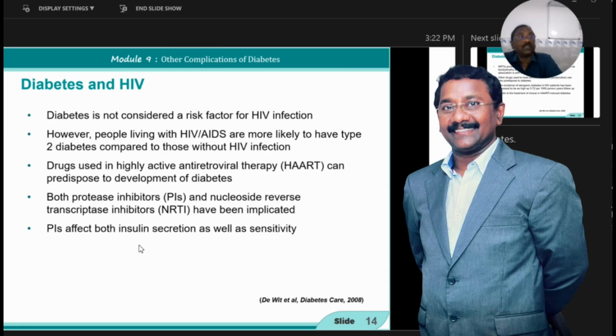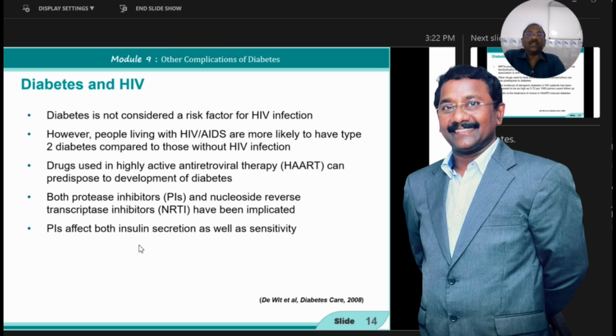Now HIV and diabetes. Again, the world capital, the international capital of HIV is again India. Diabetes is not considered a risk factor for HIV infection. People living with HIV or AIDS are more likely to have type 2 diabetes compared to those without HIV infection. So those people with HIV infection will have more and more insulin resistance. And obviously they are on drugs, the 2 drugs or 3 drugs, etc. So the antiretroviral therapy, HAART. Once people are on HAART, they definitely have more and more incidence of diabetes because of the insulin resistance.